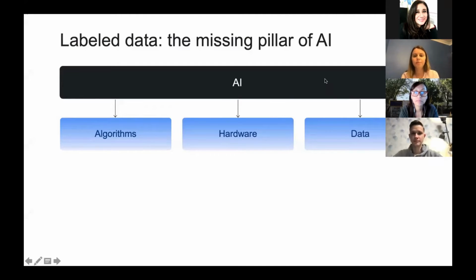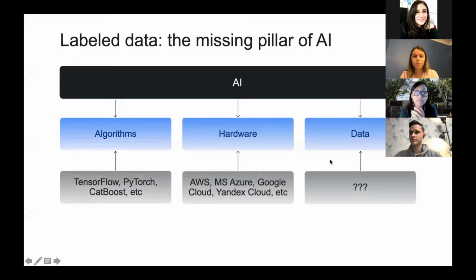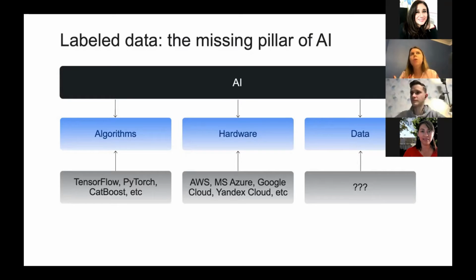Let's start from the three pillars of AI. We all know that artificial intelligence is based on algorithms, hardware, and data. When we talk about algorithms and hardware, we know what to do, where to go. But when we talk about data, we don't have many solutions. We need to find where to get data, because it's a very important part of AI. Today I will tell you more about data, and about approaches to getting data.